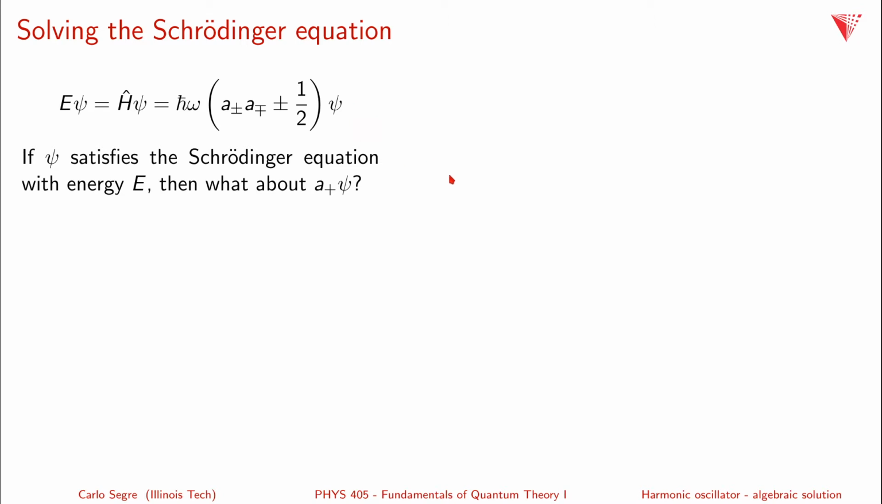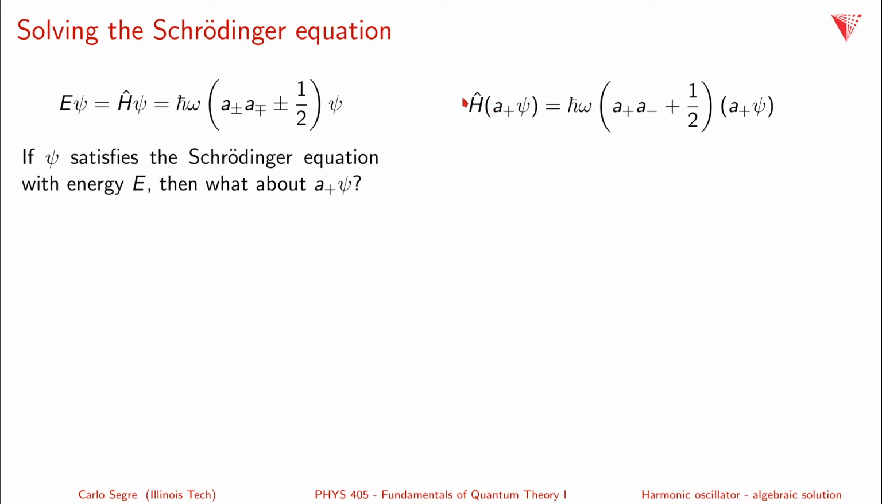Now, what we want to ask ourselves is, suppose we have a solution psi that satisfies the Schrodinger equation with energy E. What happens when we apply the A plus to psi? What kind of function do we get out of that? Well, the question is, if we apply the Hamiltonian to A plus psi, what are we going to get? Well, we know what A plus is, and we know what the Hamiltonian is, right? And we know the commutation relation between A plus and A minus.